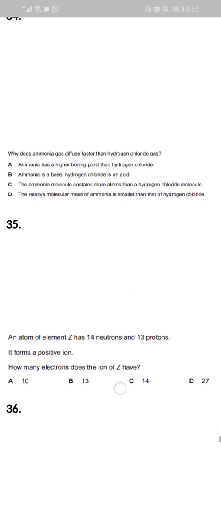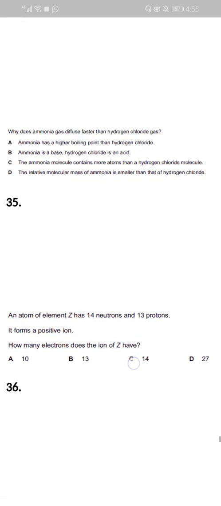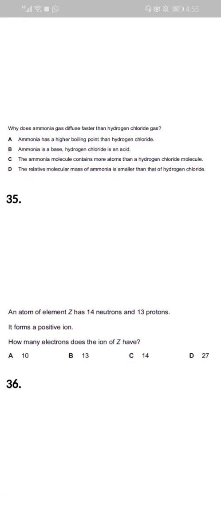35. An atom of element Z has 14 neutrons and 13 protons. It forms a positive ion. How many electrons does the ion of Z have? The atom of the element has 14 neutrons and 13 protons. So 14 plus 13, 27. It forms a positive ion. It is aluminium, because aluminium has mass number 27. How many electrons does the ion of Z have?